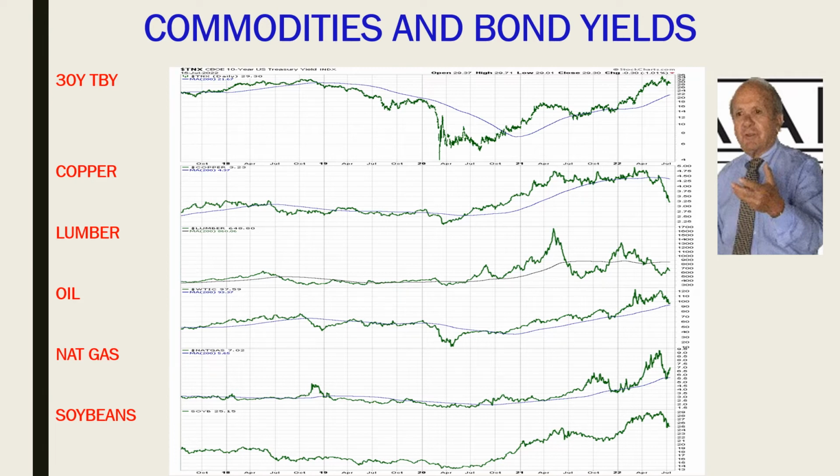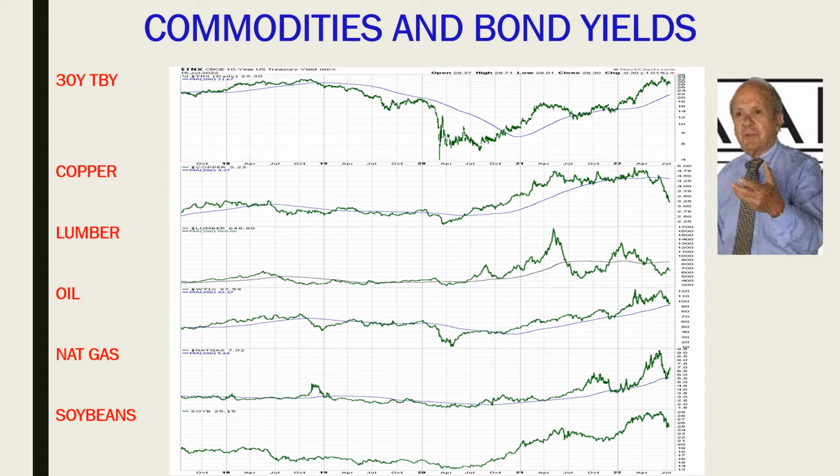And what you see is that beginning in 2020, they all started moving up as the Fed started printing money to support the spending programs of the government. So what you see is commodities going up, yields going up, lumber going up, crude oil going up, natural gas rising, and even soybeans. They put soybeans there because they're totally different markets. This is housing, this is farm, this is energy.